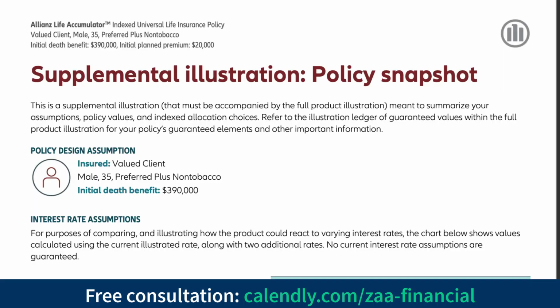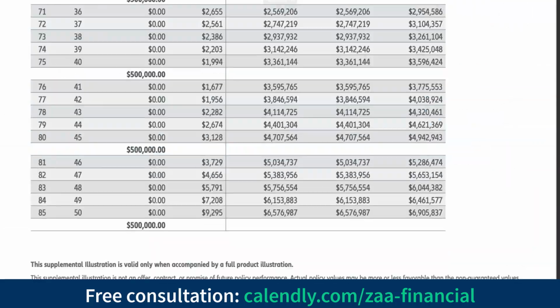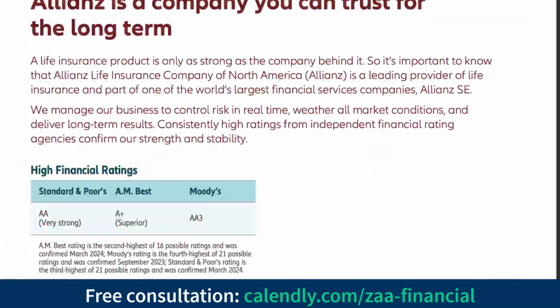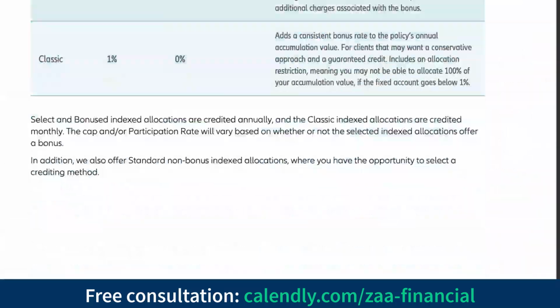So what is an IUL illustration? It's a document your agent gives you to help you understand your policy. But it can come across as confusing and a little bit overwhelming, especially if it's your first time. We are talking about a 40+ page document, and also every carrier's illustration is organized differently.